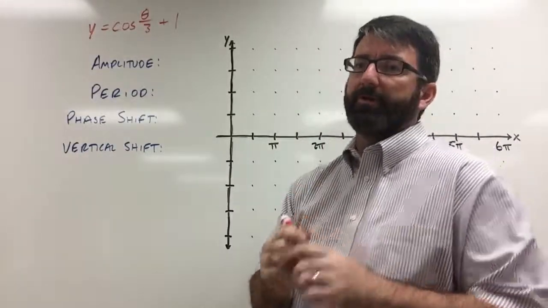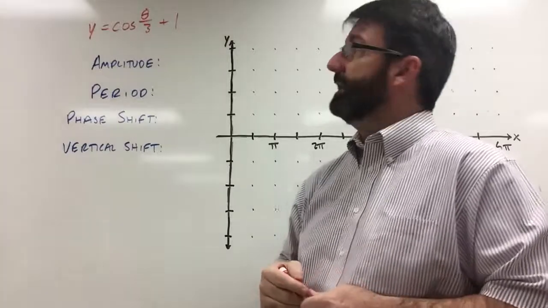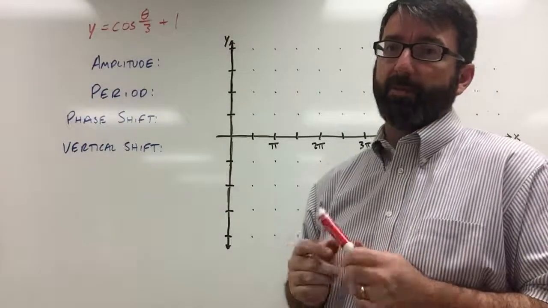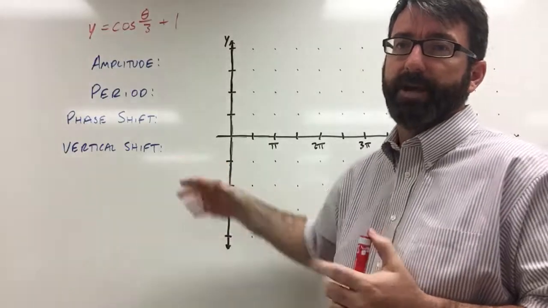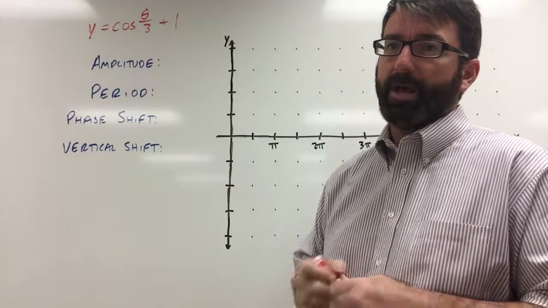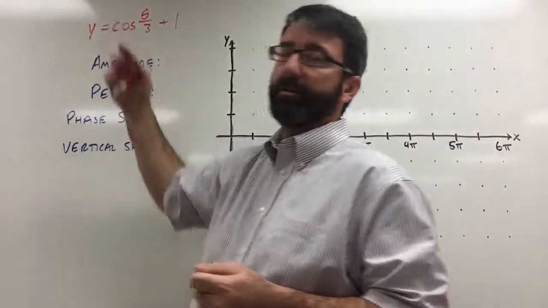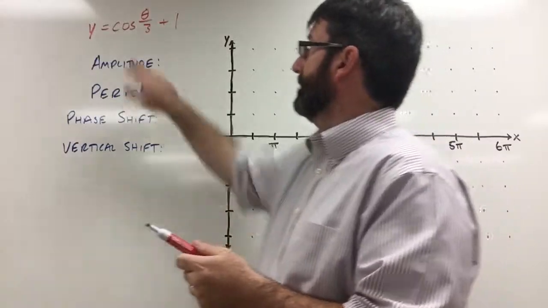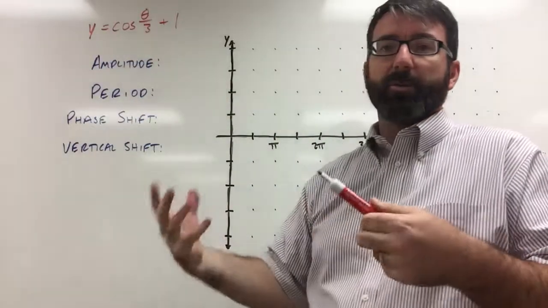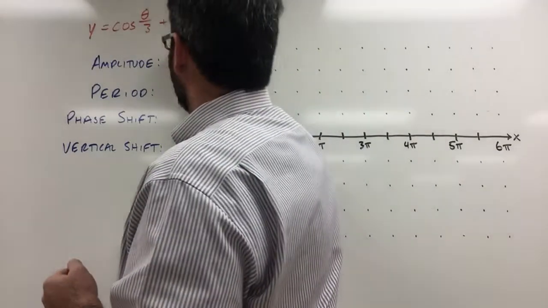All right, in this problem, we're given the function y equals cosine of theta divided by 3, plus 1. And we're asked to find the amplitude, period, phase shift, and vertical shift, and then to graph the function. So starting off, the amplitude is going to be the number out here in front of the sine or cosine. Since there's no number in front of this cosine, we know that we're multiplying by 1. And so our amplitude is 1.